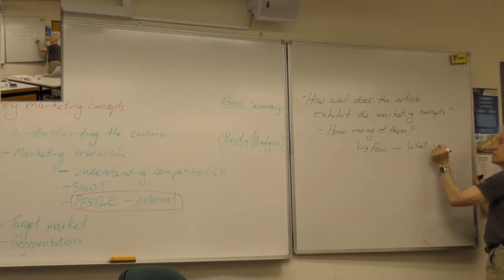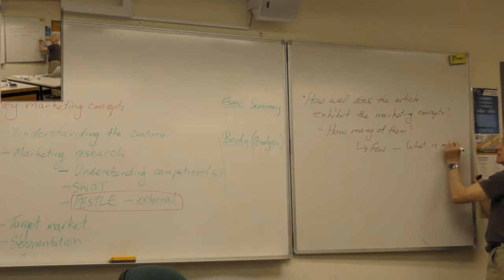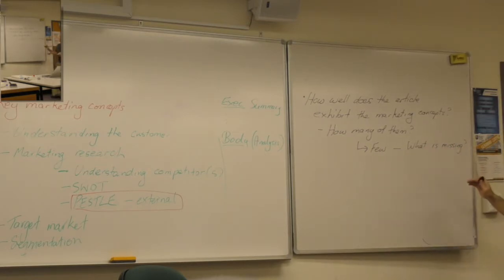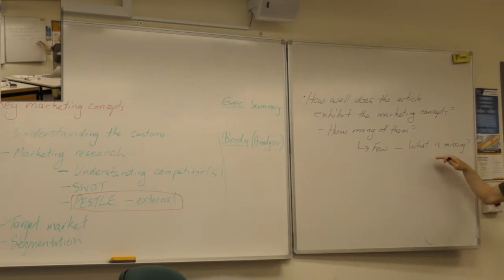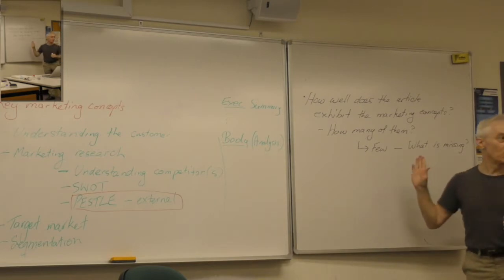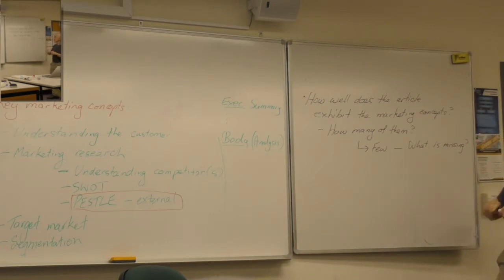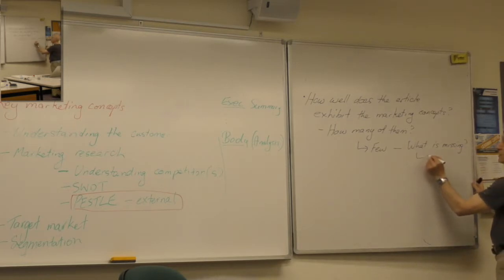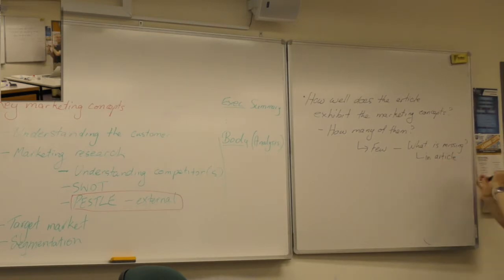I'll just put it as what is missing, and I'll explain what I mean by that. In other words, what's either missing in the article itself in terms of what it's not told me? So this might be just missing information, or, let's put that in as in the article. I'm better if I say it and then I know what I want to write.